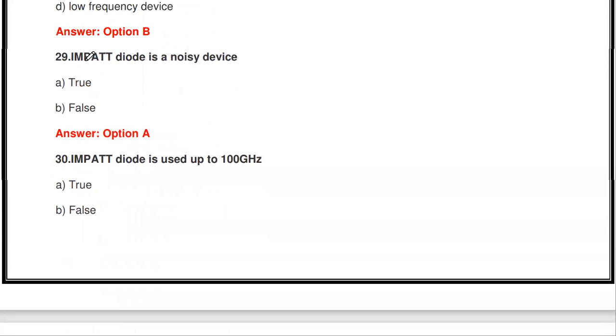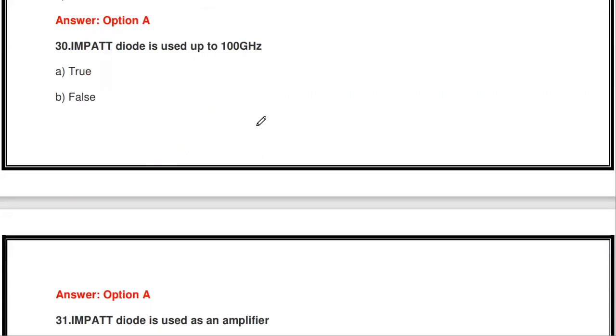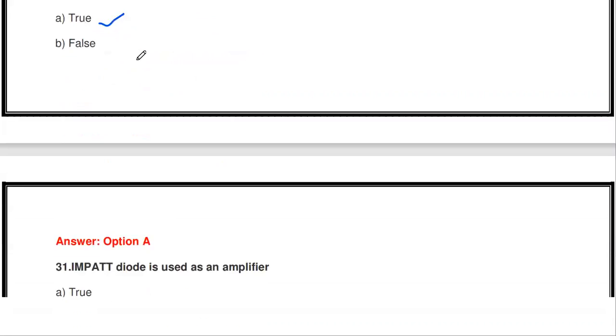And next one, the impact diode is a noisy device. True or false? True. The Gunn diode is a very low noise device, but this impact diode is a noisy device. It produces a high amount of noise. And impact diode is used up to 100 gigahertz. True or false? True. So the impact diode can be used in the microwave frequency range, up to 100 gigahertz.